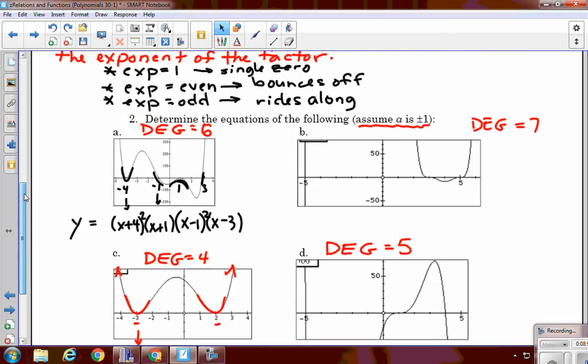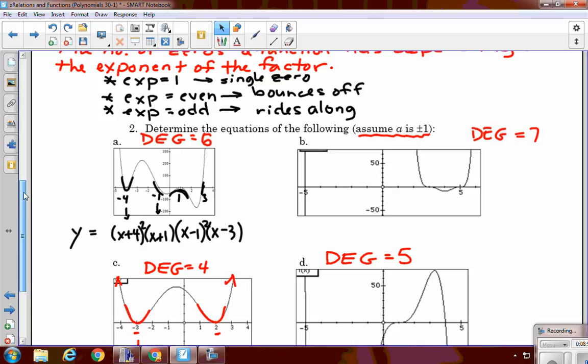Now let's go up to question B. Now question B, if you look at your scales, you can definitely see that it's going up here past 50, past -50, but on my x-axis, it's just a little bit past 6 and a little bit past -5. So my window isn't showing the entire graph. And if you examine the degree of this, we have a degree 7.